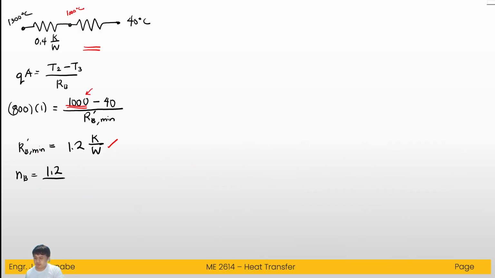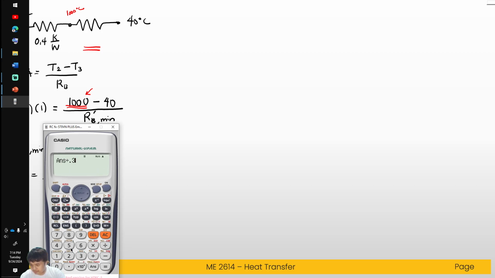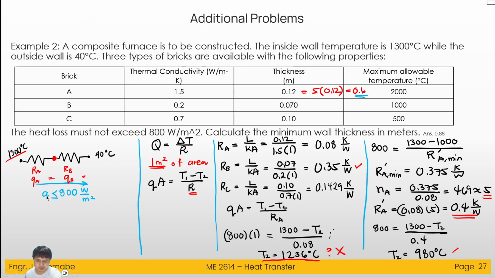So 1.2 Kelvin per watt and 0.35. So you can solve this, 0.35. How many bricks? Brick B. So you have 3.43, no? So 3.43, in other words, this is about 4 bricks needed. So to reach that RB min, you have to multiply 0.35 by 4, no? Which is about 1.4. So this is the actual value, no? Because you don't have half of a brick, no? You can't buy half of a brick and use it.